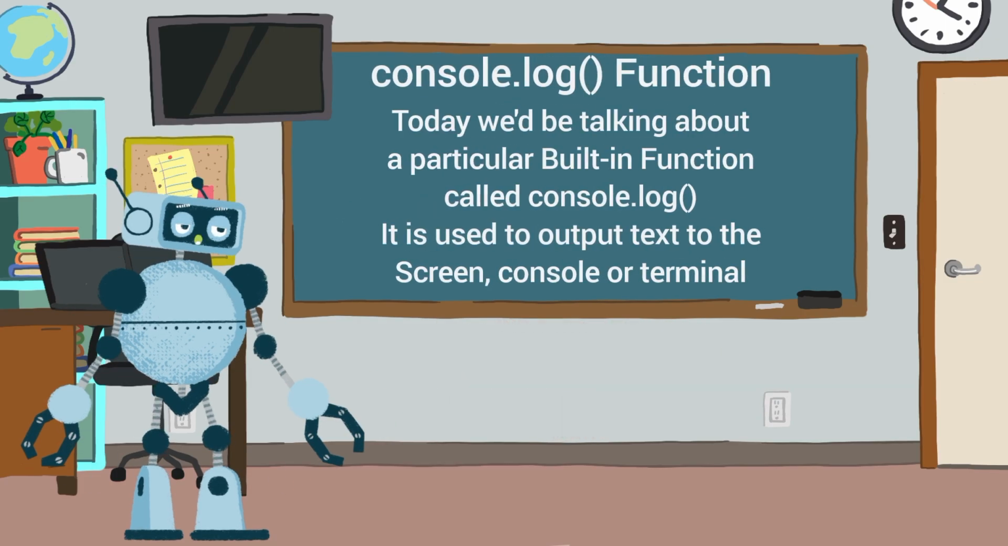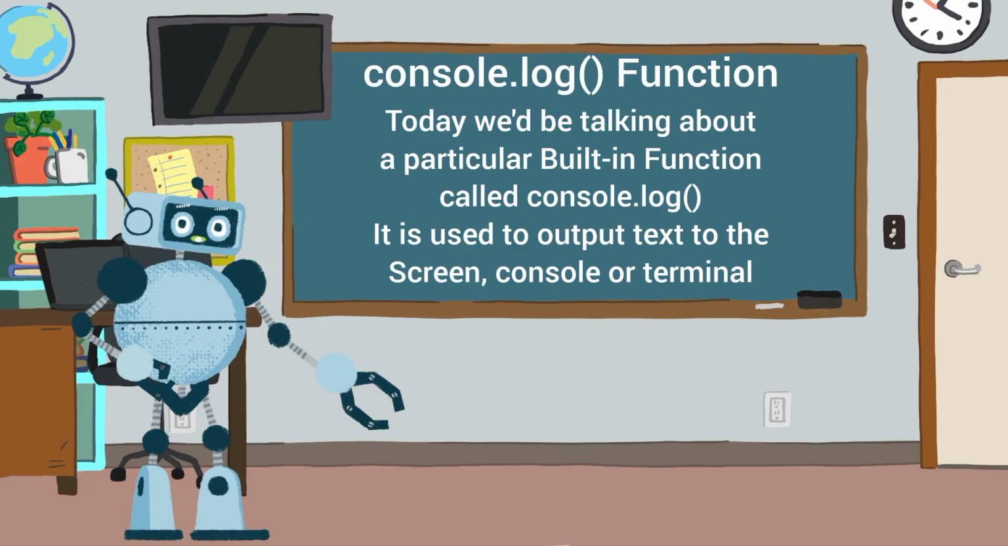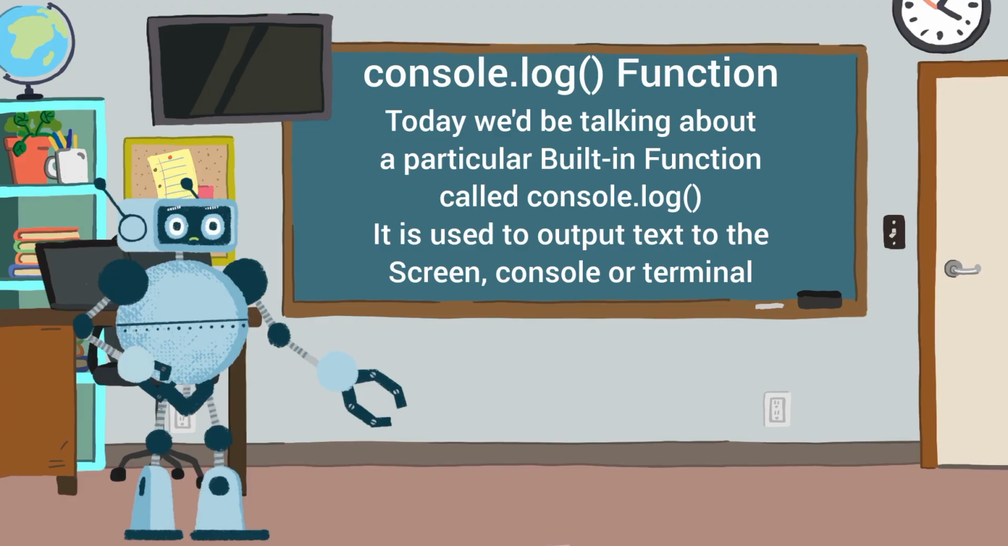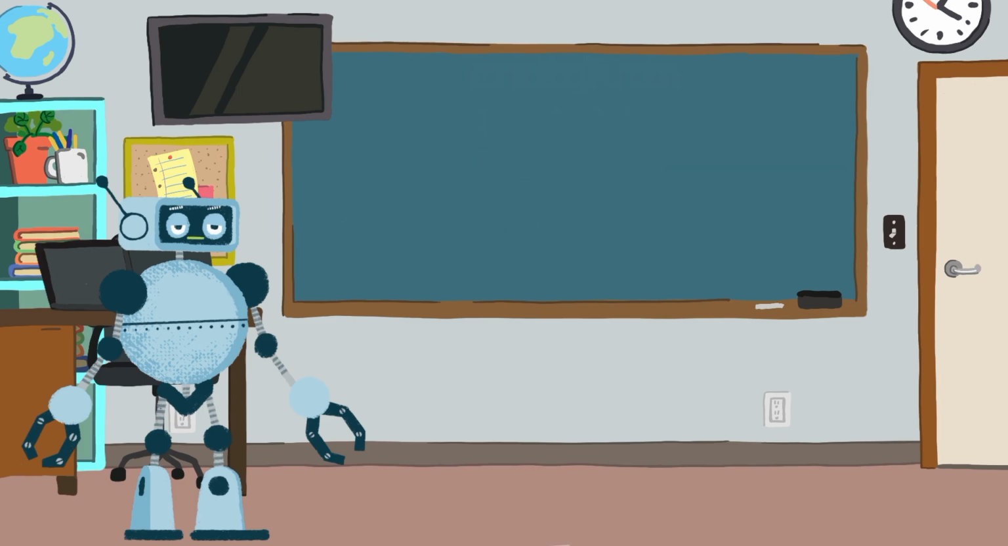We will talk broadly about functions in our next video, but for now we want to introduce a very crucial JavaScript function, which is the console.log function. It is used to display a text or message to the console, which is also known as a terminal or your screen.